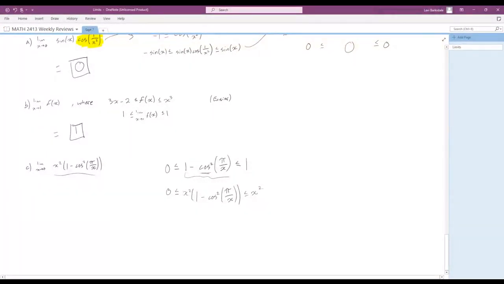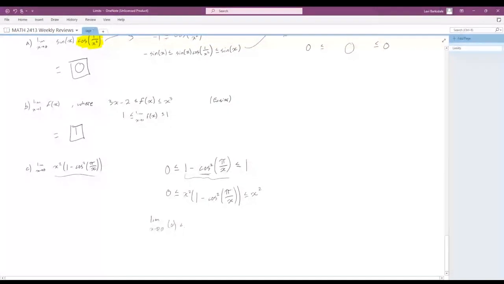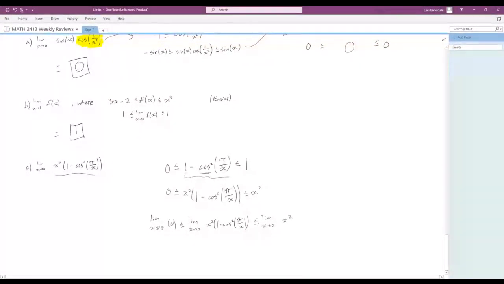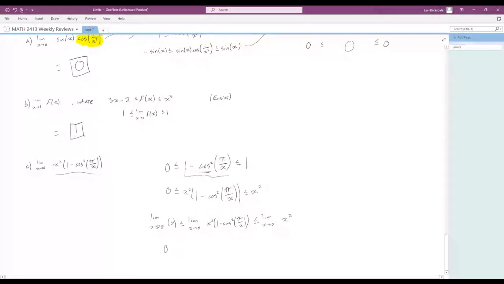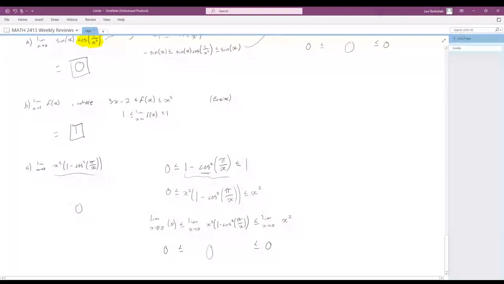Perfect. And we're looking for the limit as x goes to 0, right? So then if we write that in, 0 is still going to give 0. And if you plug in 0 for x squared, it's still going to be 0. So the middle has to be 0. Exactly right.